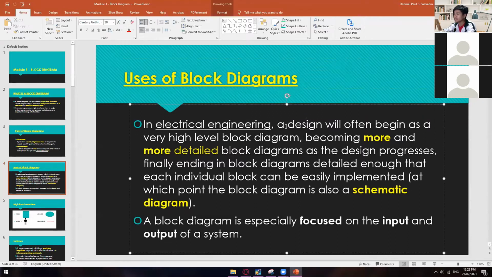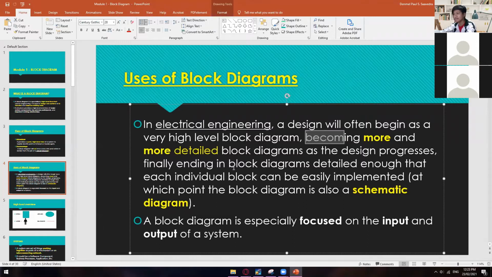When it's electrical engineering, a design will often begin as a very high level block diagram, of course. So we have the voltage source, and then the load, and then the output. Okay, so we don't care how many resistors are there. Is it parallel? Is it series? Etc. Etc. And then it becomes more and more detailed block diagrams as the design progresses.